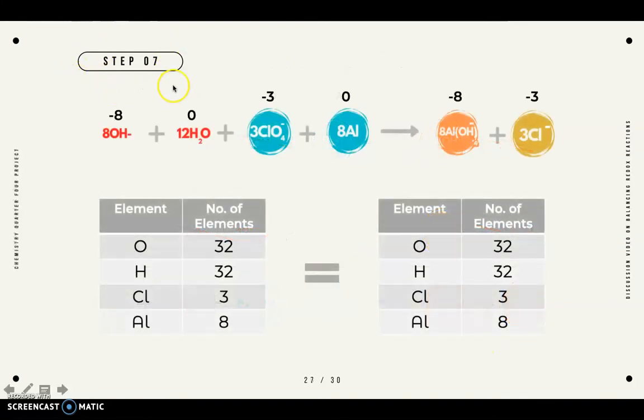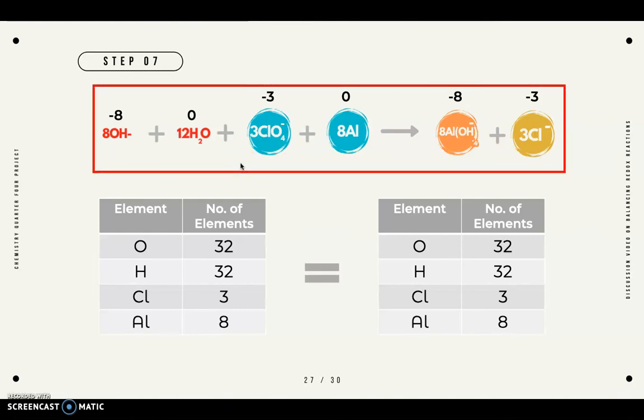So for the last step, step 7, we will inspect if the atoms and charges on both sides are balanced. This table shows us that the atoms on the left equal the atoms on the right, so the atoms are already balanced. These charges also show that the net charge on the left side equals the net charge on the right, in which -8 minus 3 equals -11 is equal to -8 minus 3 equals -11 on the right. Hence, we can say that this redox reaction is the final and balanced form for the reaction between perchlorate and aluminum. So we are done with balancing basic redox reactions using the half reaction method.